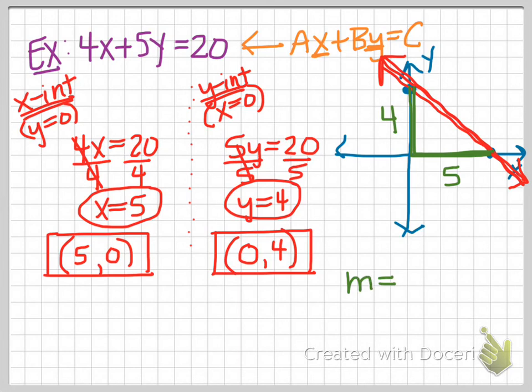Altogether, this graph goes down from left to right, so we need to make sure we've got a negative in our slope. The rise goes on top, that's 4. The run goes on bottom, that's 5. This fraction is completely simplified, so here is your slope of negative 4/5.